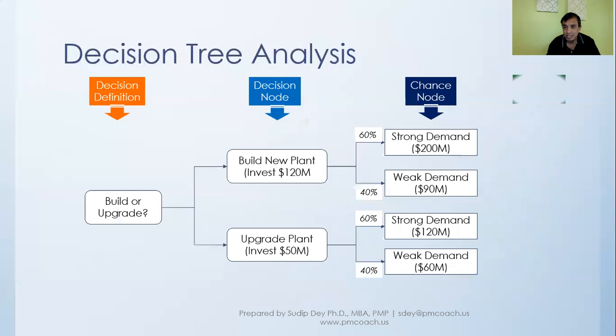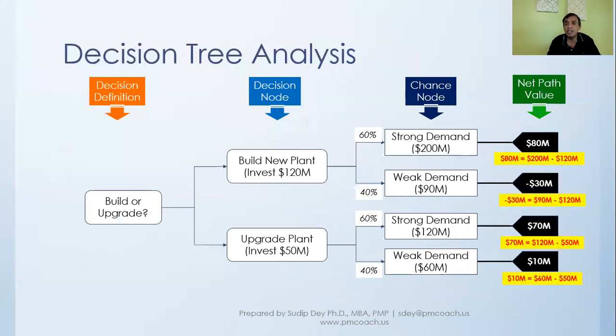Then we calculate the net value of the path. The net value of this path, the strong demand for a build new plant, is really 80 million, which is 200 million minus 120 million. We have a revenue of 200 million, but we have spent 120 million. Similarly, we can calculate the net path value for each of the paths. So we have four paths here. For the build plan, we have strong demand and weak demand. For the upgrade plan, we have strong demand and weak demand.